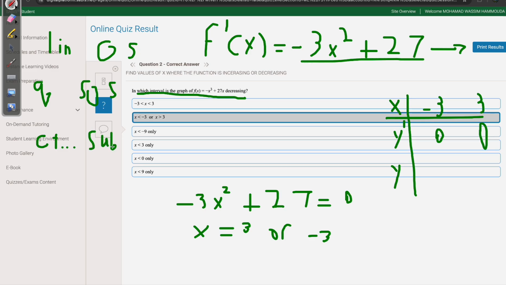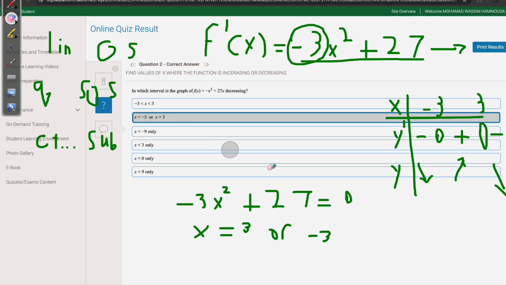Okay, we do SOS: same, opposite, same, of the sign of the highest degree, which is negative 3x squared. So we use negative 3 as reference. So same, which will be negative, positive, negative. This means it's decreasing when it's less than negative 3, increasing between negative 3 and 3, and decreasing when it's more than 3. But here they're asking when it's decreasing.